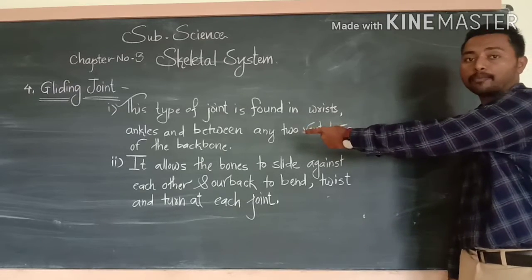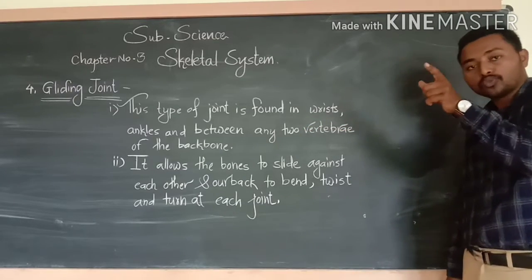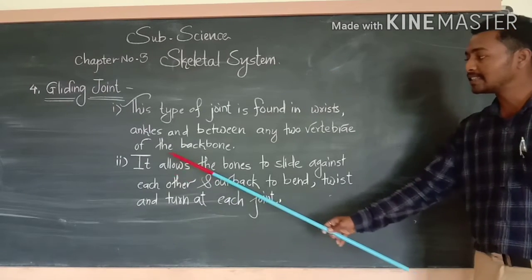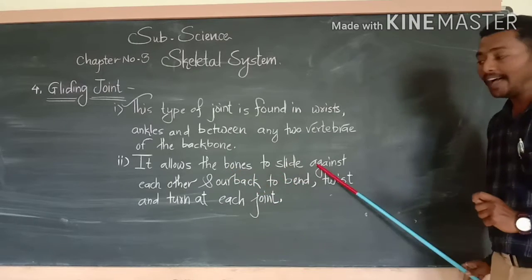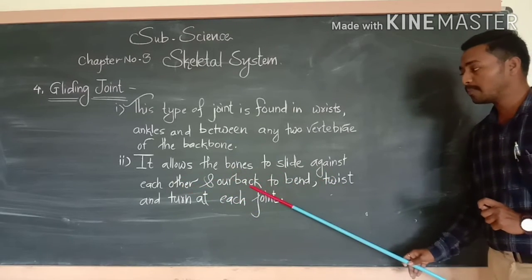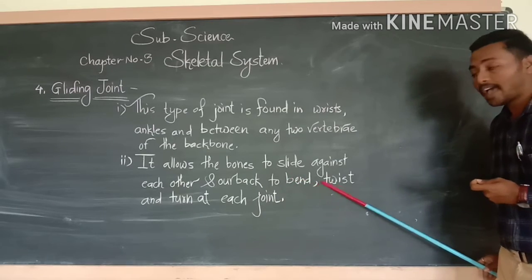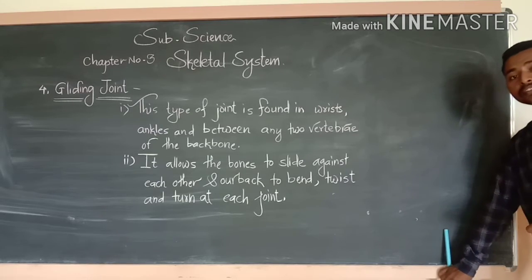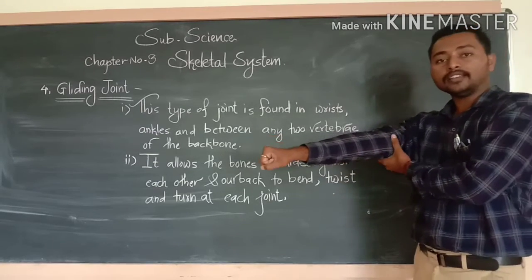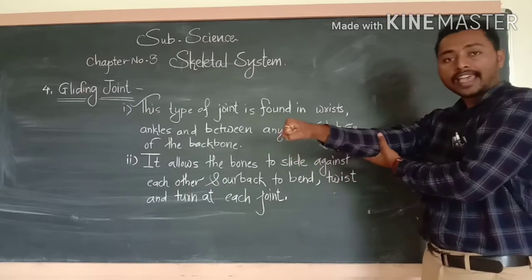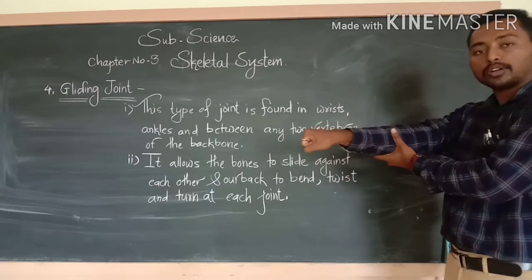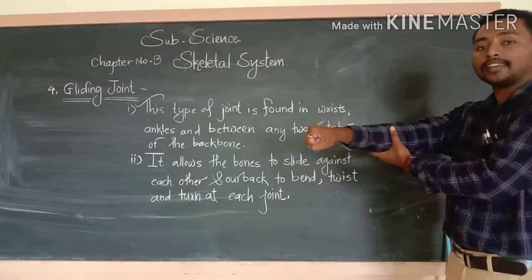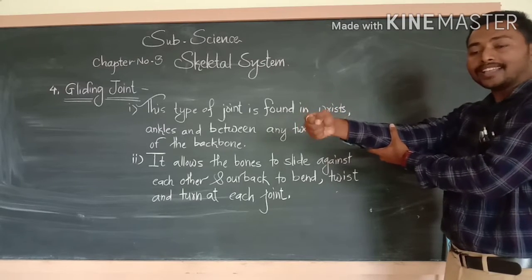Gliding joints are found between two vertebrae of our backbone. Next point, it allows the bones to slide against each other and our back to bend and twist and turn at each joint. So observe my wrist. You can see my wrist. I can move this wrist in an upward direction as well as in a downward direction. Also, I can rotate my wrist clockwise as well as anti-clockwise.